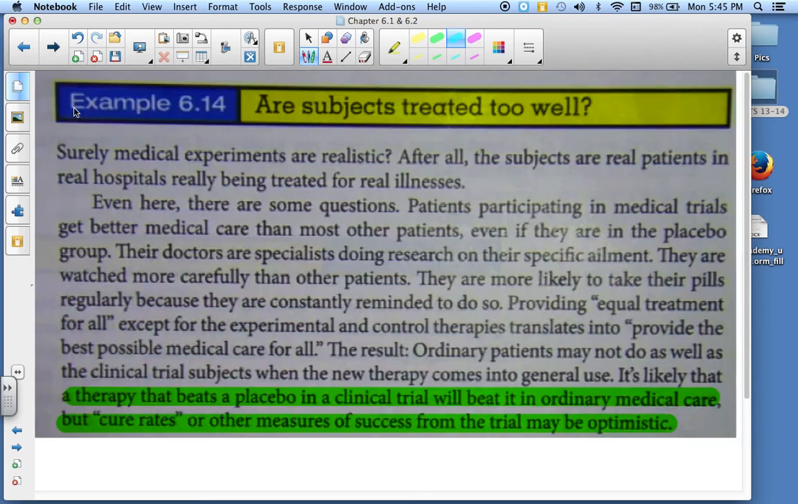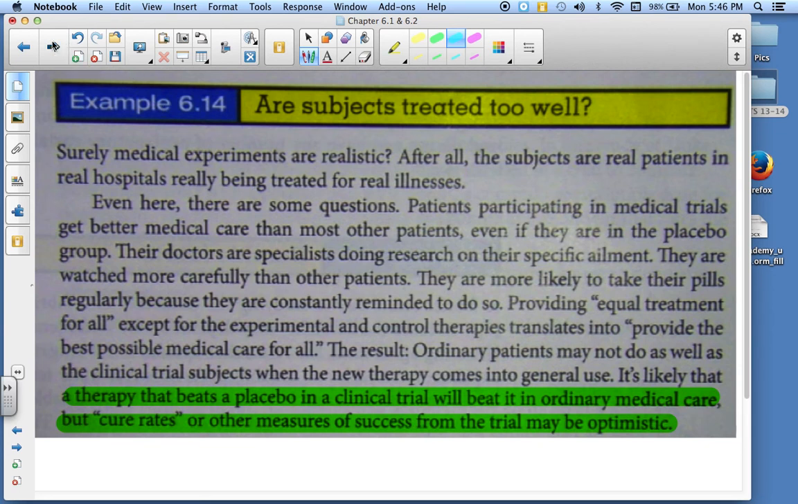Now, subjects are treated too well. If you read this down at the bottom, it is likely that a therapy that beats a placebo in a clinical trial will beat it in ordinary medical care. But cure rates or other measures of success from the trial may be optimistic. Okay, may be optimistic. So be sure you read that.